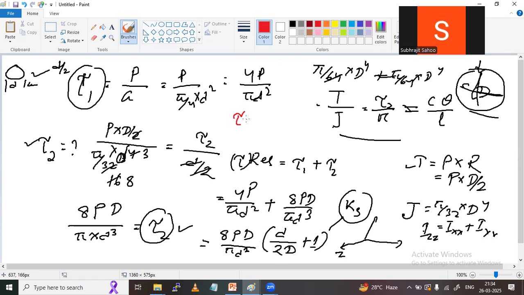Tau value is 8PDKs divided by pi d cubed. This is the expression for the resultant shear stress for the compression spring or tension spring. We can find it out like this, right?